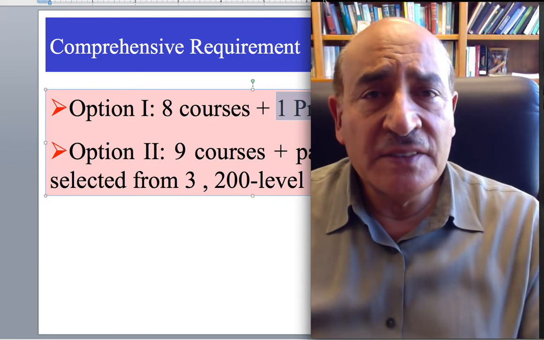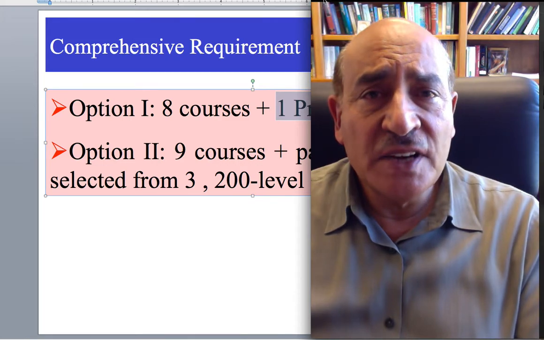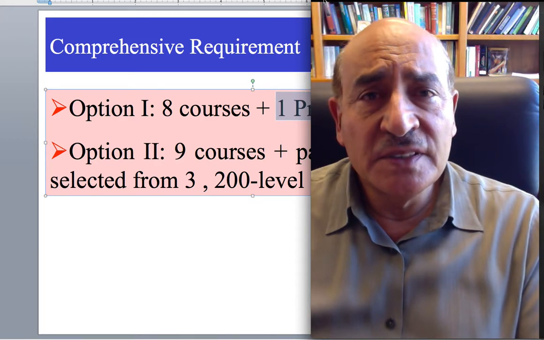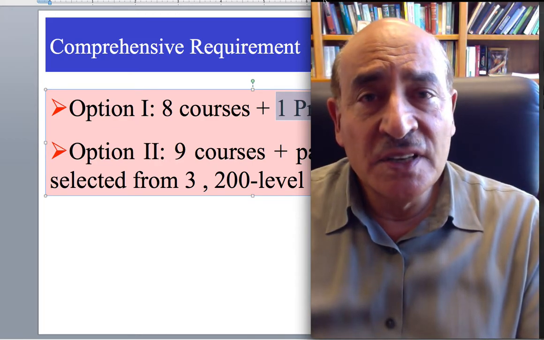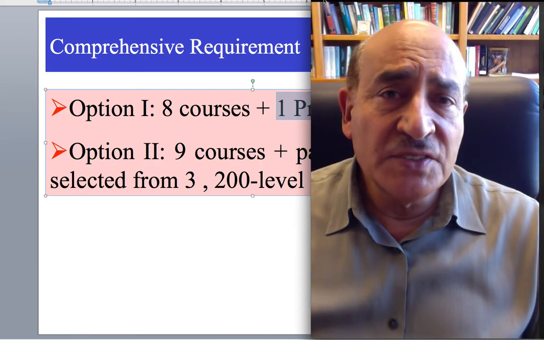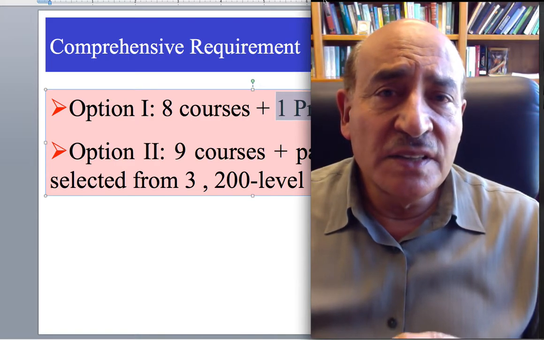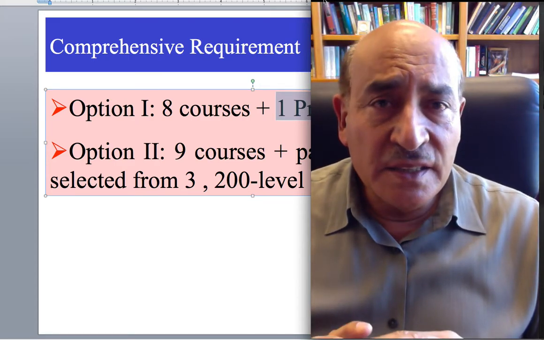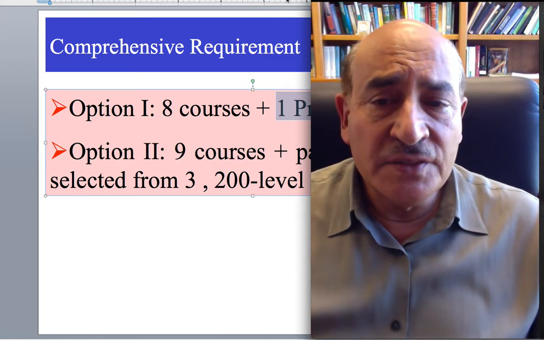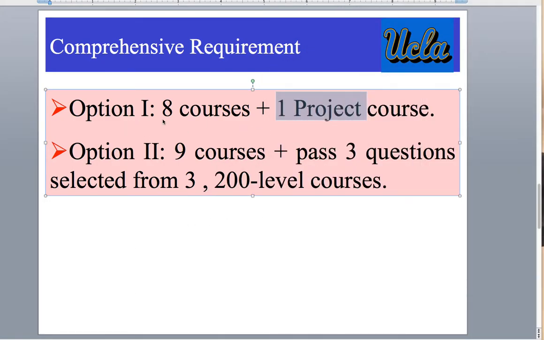If you fail, then you have another try, and you can try on another course or the same course, with a total number of tries of 6. So you can try 6 times to pass 3 questions, and the 3 questions will fulfill what we call the comprehensive requirement. This is summarized here. Option 1 is 8 courses plus a project. Option 2 is 9 courses plus 3 questions from the 300 level.